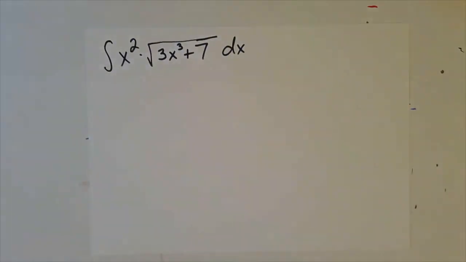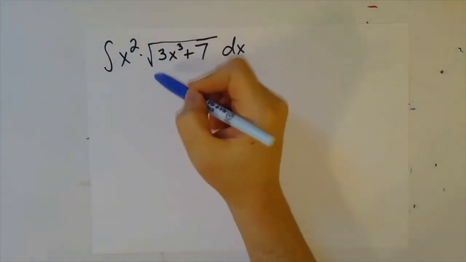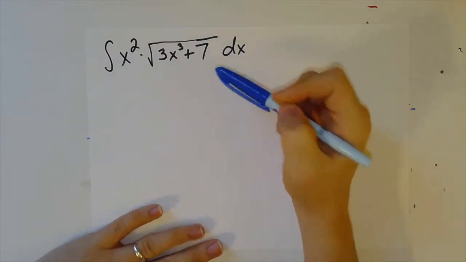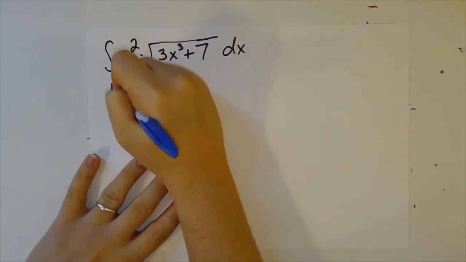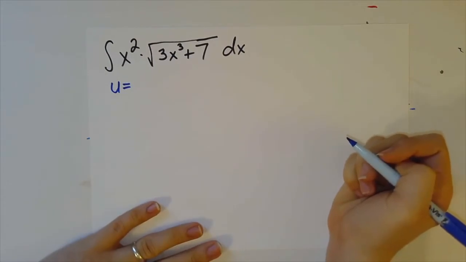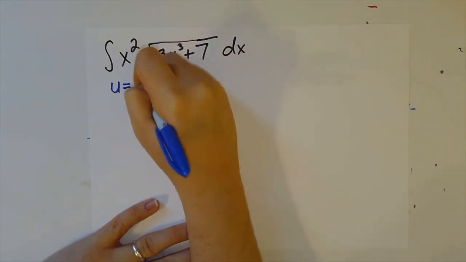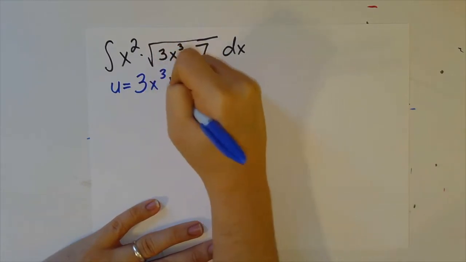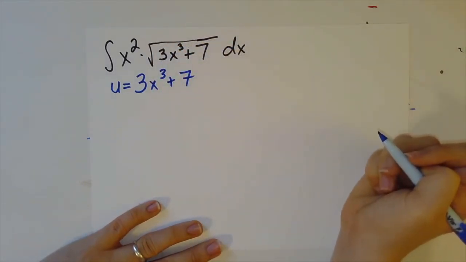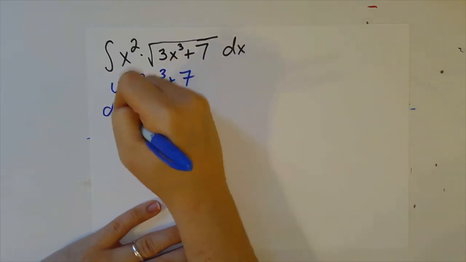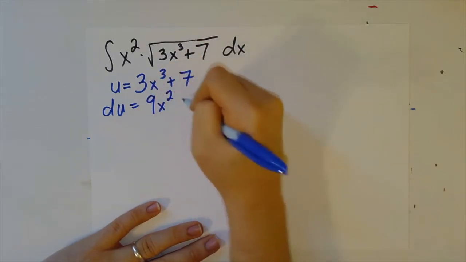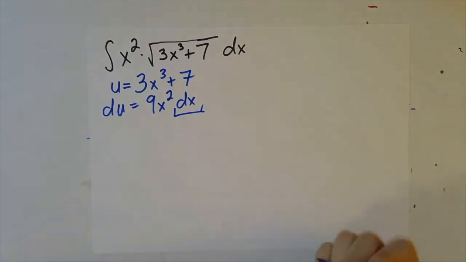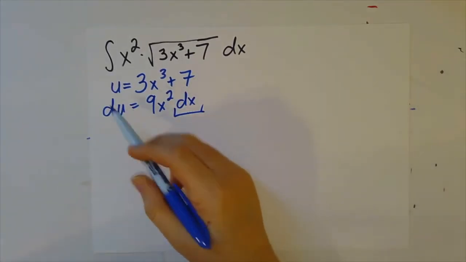Okay, so here we have yet another integral, and so we've got an x squared times the square root of 3x cubed plus 7. So I want to figure out as my u what thing here looks like it's inside something else. So the thing here is that the 3x cubed plus 7, that is inside the square root, so I am going to grab that. And if that's the case, then the derivative of that will be 9x squared dx. Don't forget the dx always goes here when you take the derivative of this thing over here.